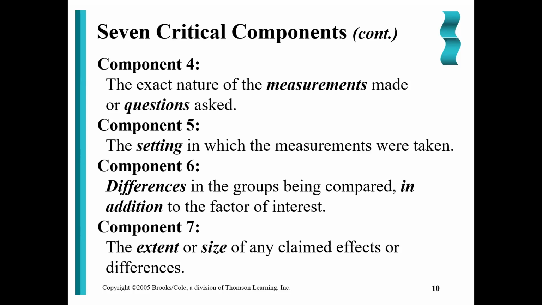Component five is the setting in which the measurements were taken. In other words, is it a controlled setting, an unnatural setting like an experiment, or is it a natural setting, such as an observational study?